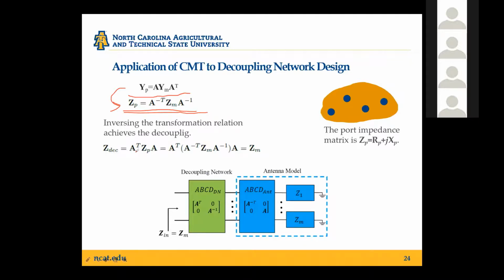For example, let's say this is the port impedance for a multi-port antenna. If you design another transformer network or transformation network that achieves this transformation relation, if you expand it, the input impedance is essentially the impedance of each individual mode.